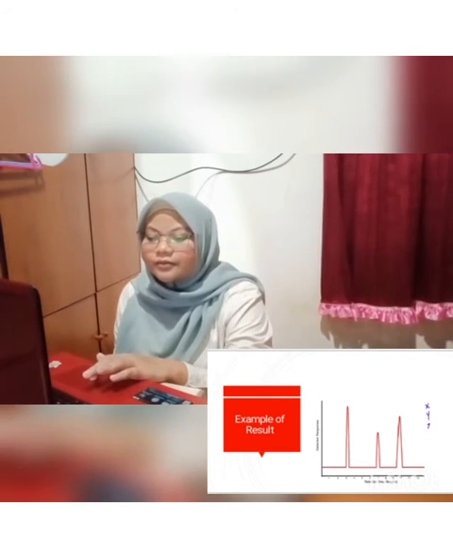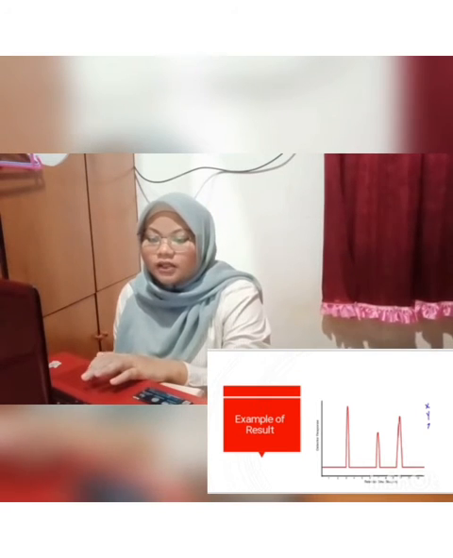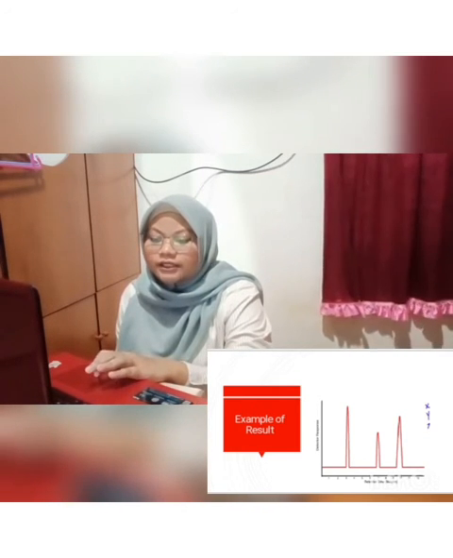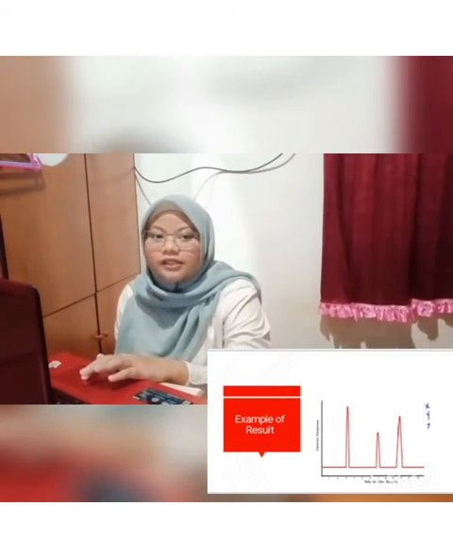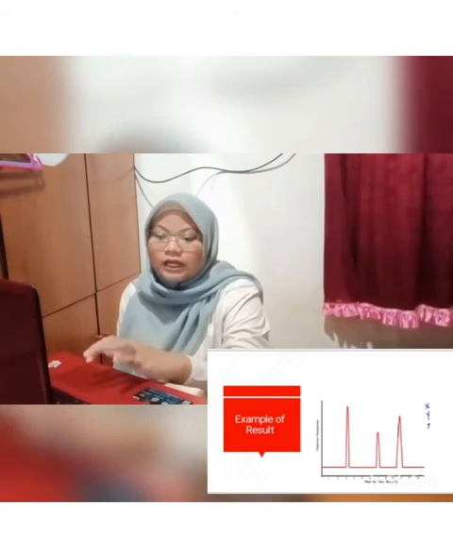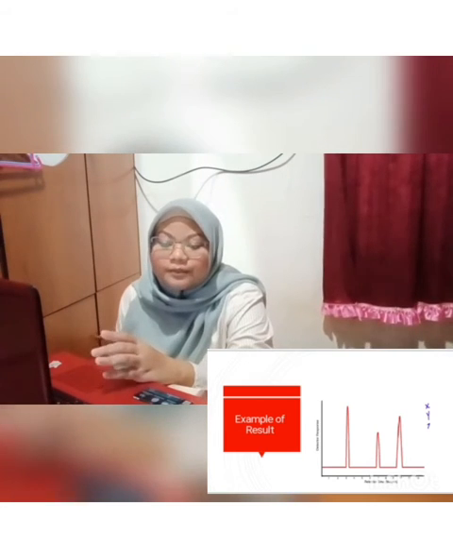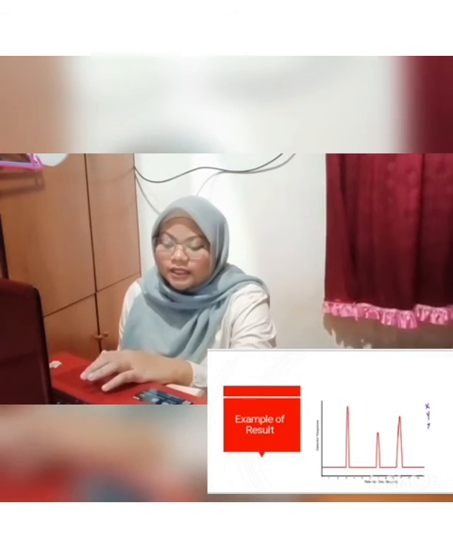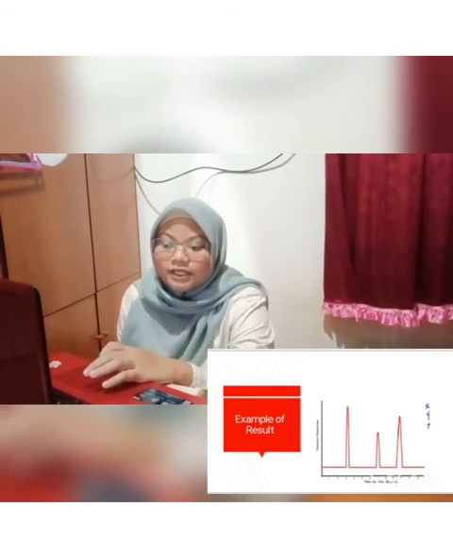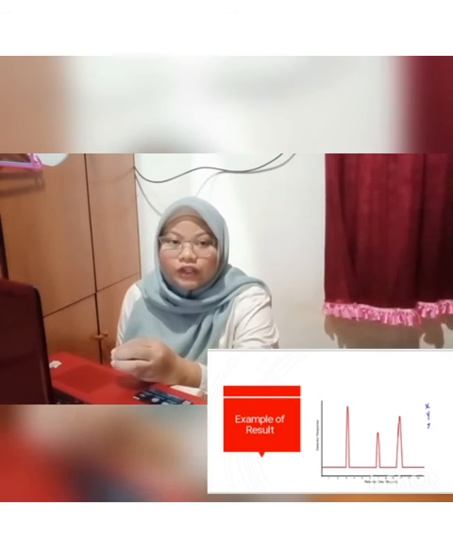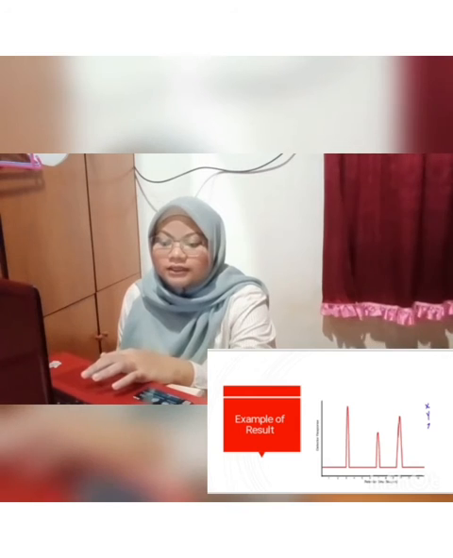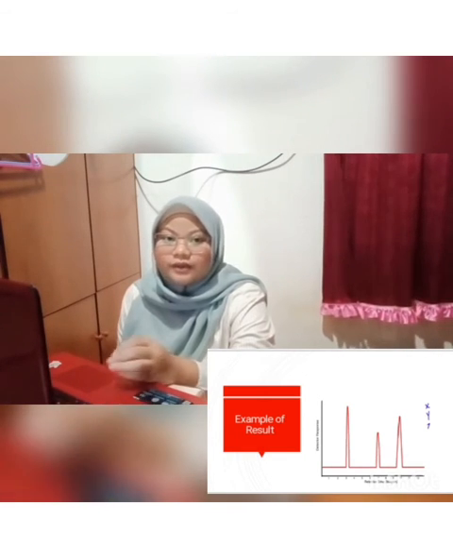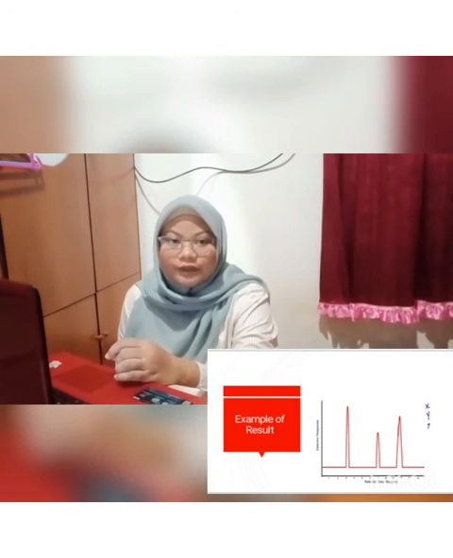Here I have attached an example of a result. As we can see from the graph, it has 3 peaks, which means that the sample has 3 different compounds in it. The first peak shows that the compound has more affinity to the mobile phase, while the last peak shows that the compound has more affinity to the stationary phase. Next, we can see that the first peak is the highest, which means that the first compound has the highest concentration in the sample, and the least is the second peak. So that is all the information we can get from the result.